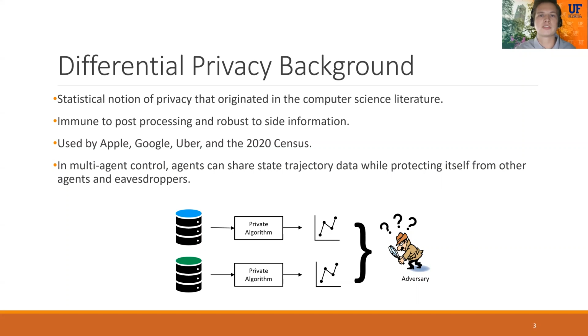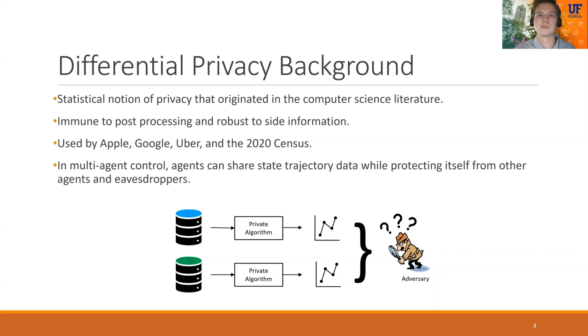Differential privacy is appealing for multi-agent systems because it's immune to post-processing, such that if I give you a private piece of data X, you can perform any operations, or f of X, on this data and privacy is preserved. It's also robust to side information: if you have outside information about me that I don't want you to have, the privacy guarantees aren't weakened by much.